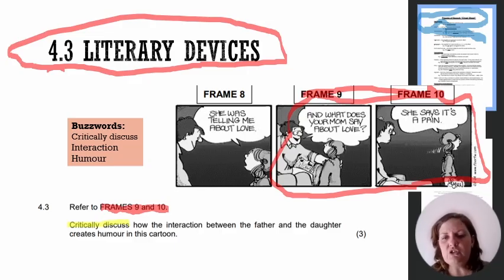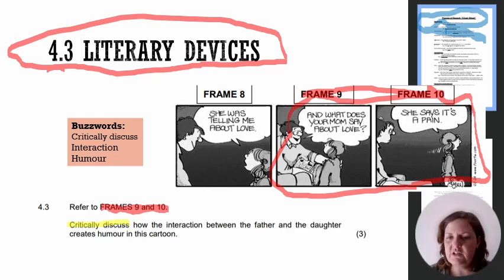What does that question word mean? Discuss means we're giving facts and detail, but critically means judge this cartoon. Talk to me about the facts they want you to discuss and then judge them, all right? And that's the fun part, right? Judging people is fun. Have you seen those YouTube videos where they rate celebrities? It's fun. Judging the cartoon is the fun part, all right?